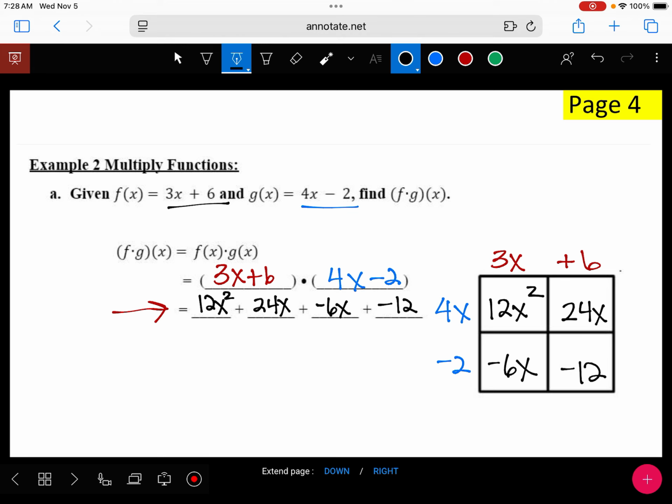So what we got out of the box. And when I combine my like terms, which would just be these two, pick up your calculator. Take 24 plus negative 6.